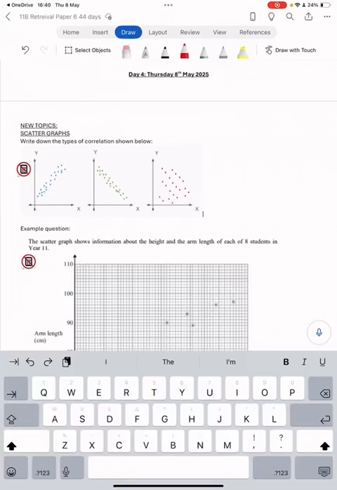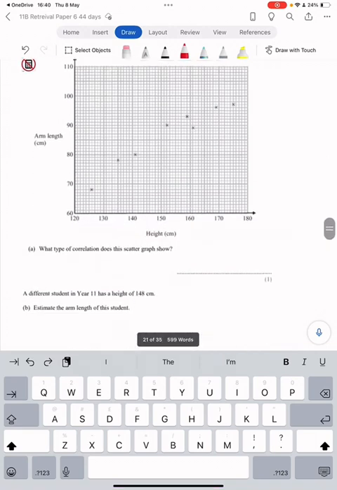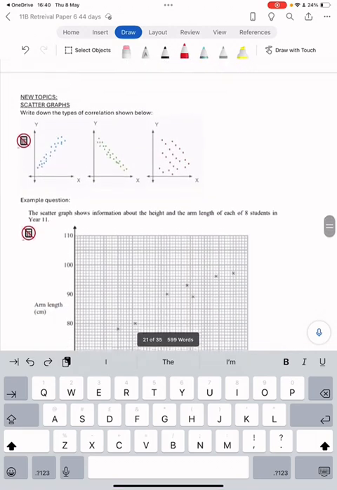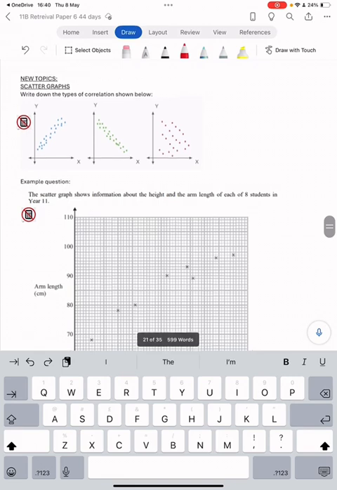Thursday the 8th of May, and today's topics are scatter graphs, inequality regions, and recipe questions. So, scatter graphs to start.